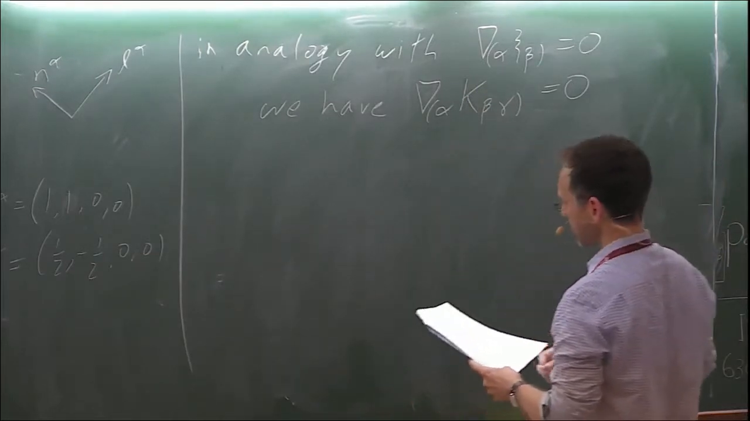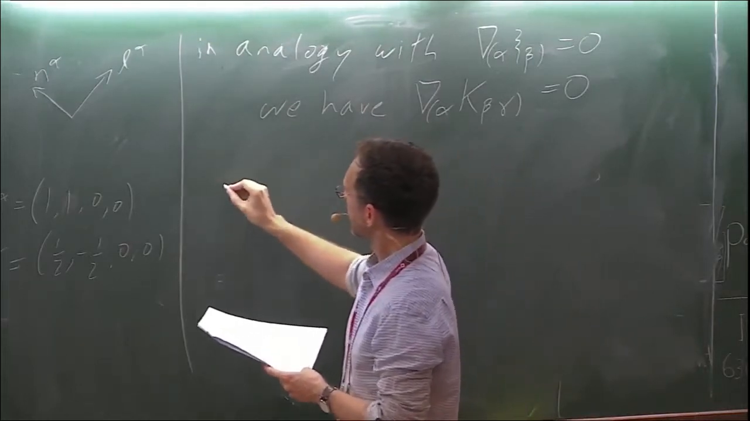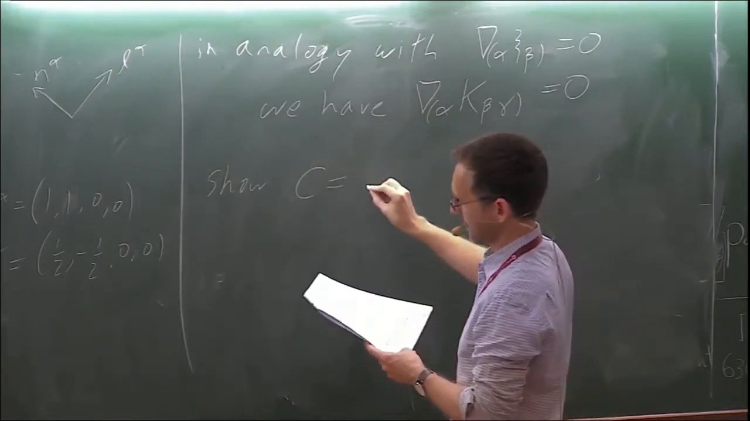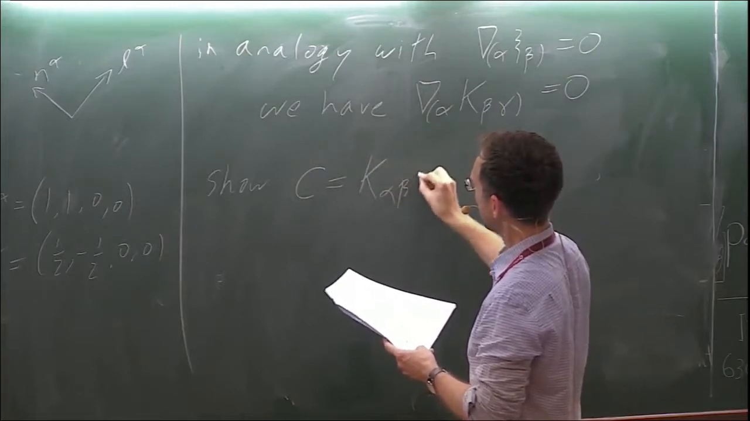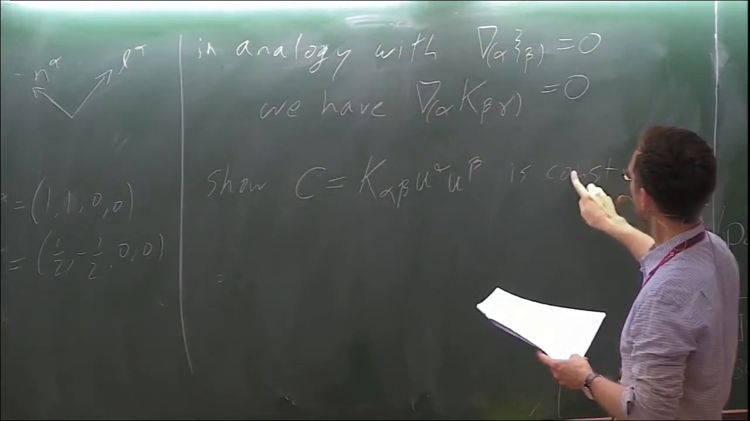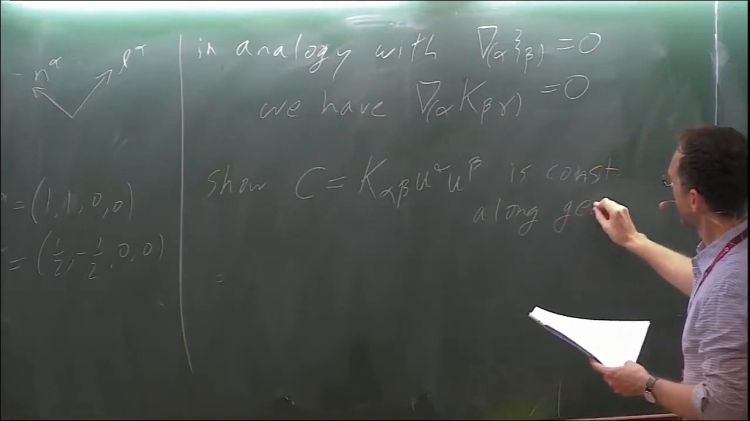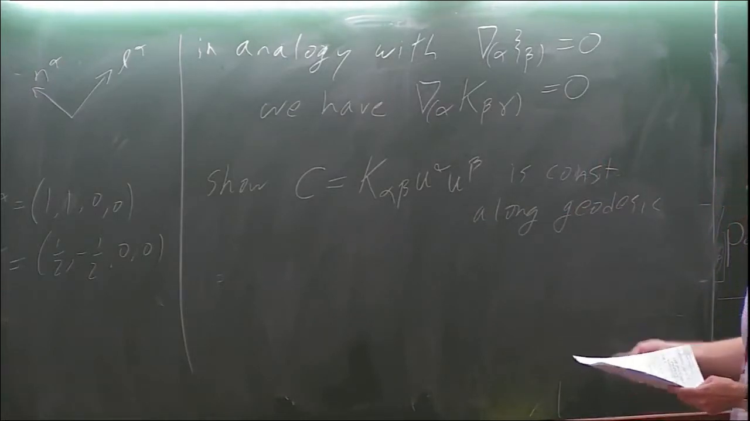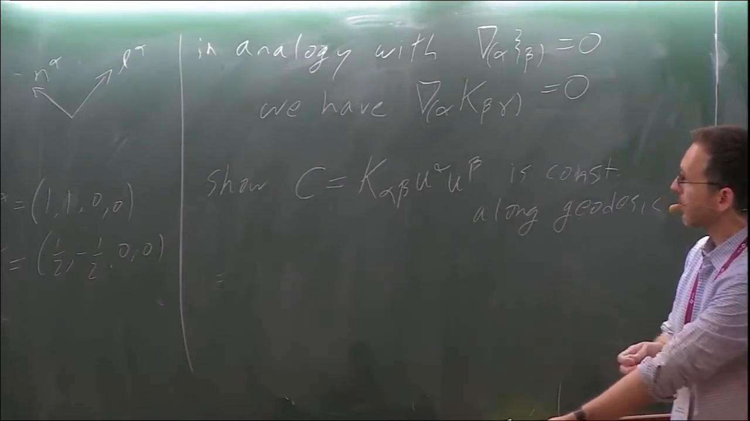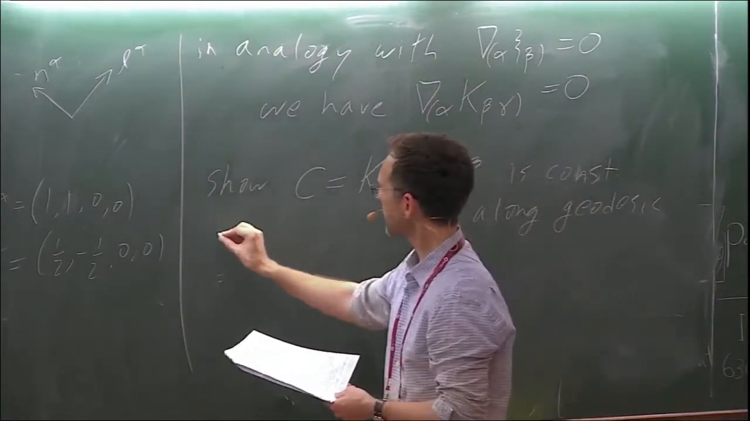So one of the exercises was to show that given this, you have a conserved quantity given by k alpha beta, u alpha, u beta. This is constant along the geodesic. And this constant is related to the orbital inclination. So this constant is 0 if the orbit is on the equatorial plane. This is called the Carter constant.